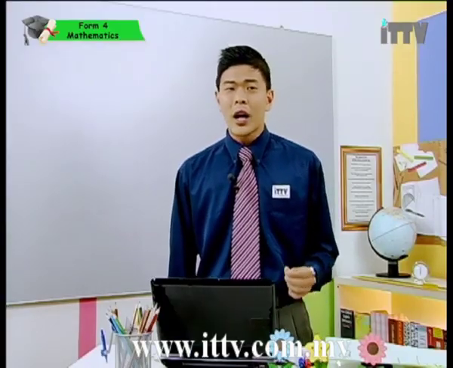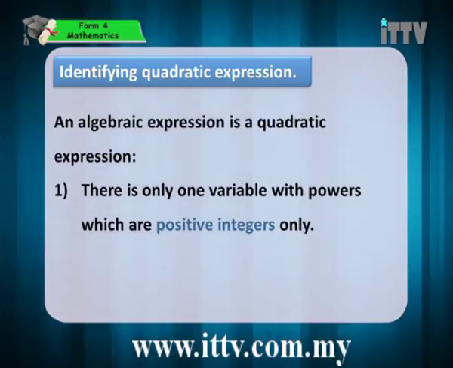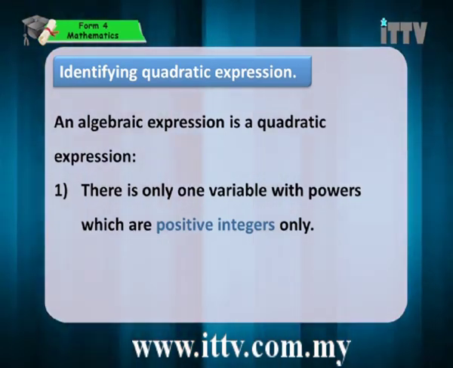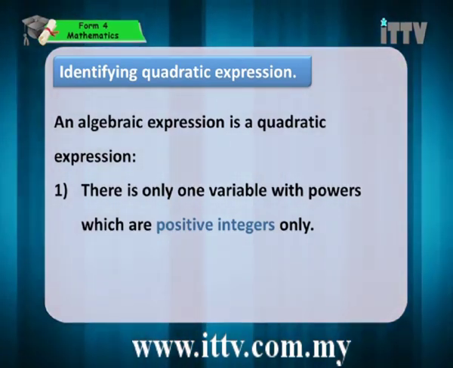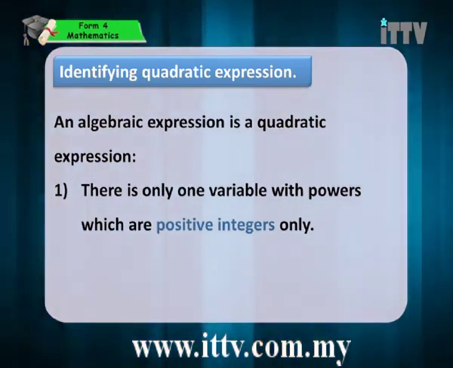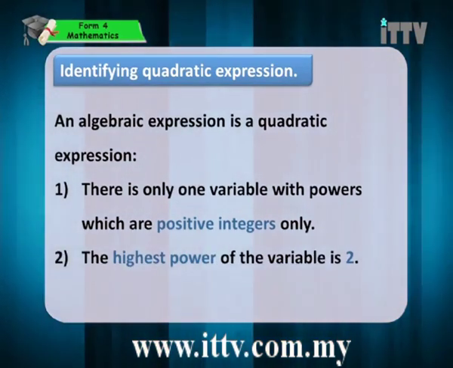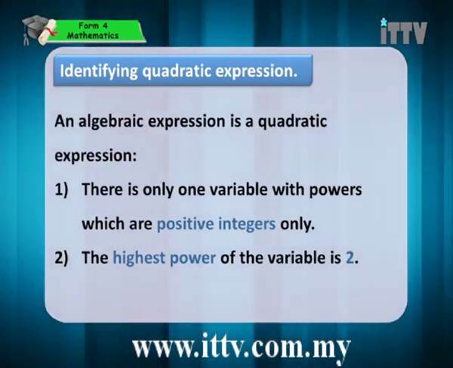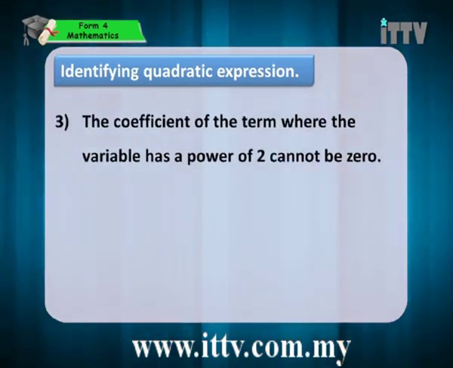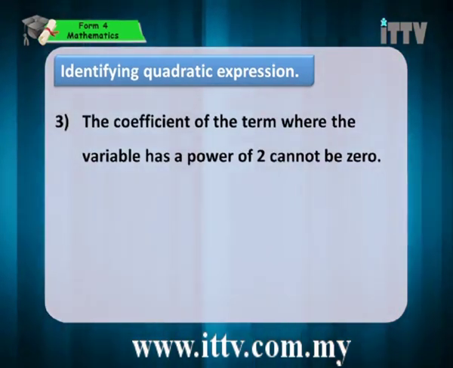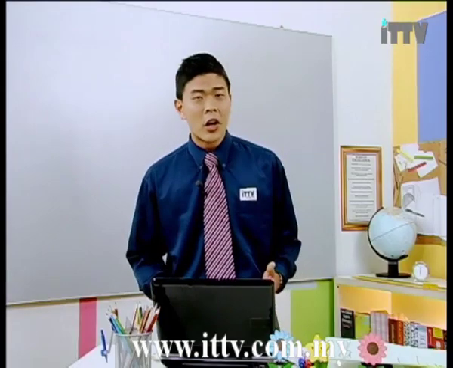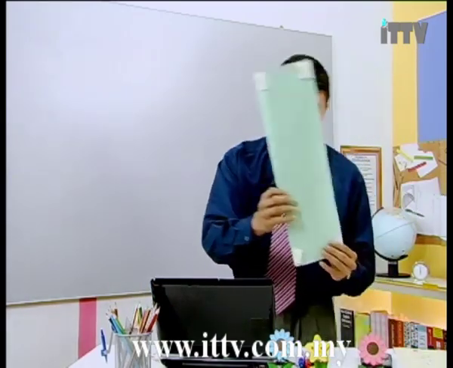Alright, there are a few more things to help you understand how to identify a quadratic expression. Let's look at this. An algebraic expression is a quadratic expression if, number 1, there is only one variable with powers which are positive integers only. Number 2, the highest power of the variable is 2. And number 3, the coefficient of the term where the variable has a power of 2 cannot be 0. Alright guys, seems like a lot here, but don't worry. How do you understand and identify a quadratic expression? It's quite simple actually.